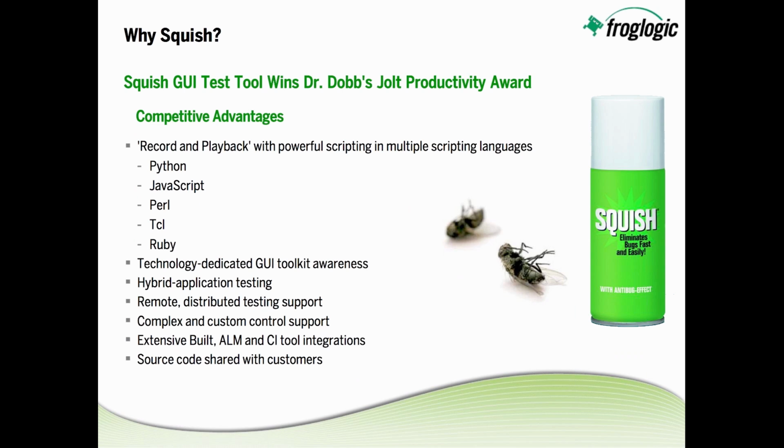When working with Squish in the demonstration today, you'll notice that I'm using one of multiple scripting languages that we support: Python, JavaScript, Perl, TCL, and Ruby. So you do have the option of which scripting language to select. And then we also are known for our ability to work with multiple toolkits, so multiple technologies together, not just one technology standing alone, and we often call those hybrid applications or hybrid application testing.